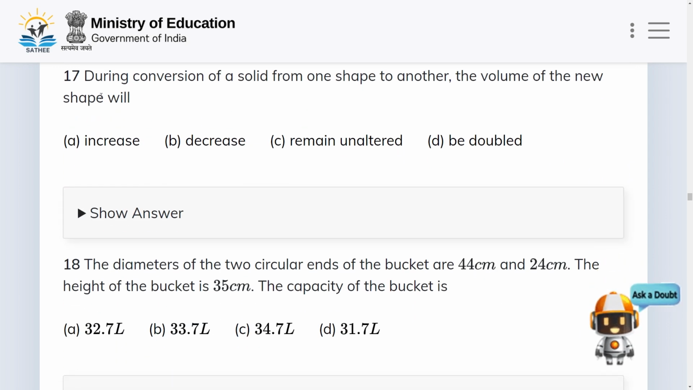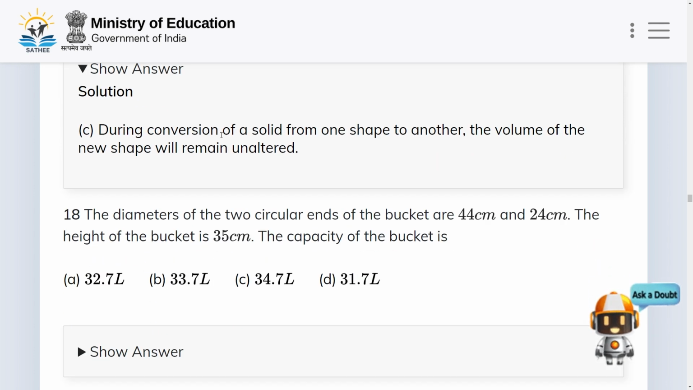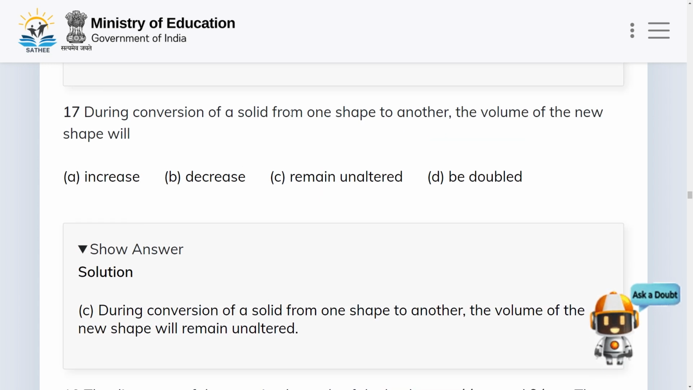In the next problem, we have: during conversion of a solid from one shape to another, the volume of the new shape will, in option A, increase; in option B, decrease; in option C, remain unaltered; and in option D, double. So basically, during the conversion of a solid from one shape to another, the volume of the new shape will remain unaltered. They never change, they are equal.